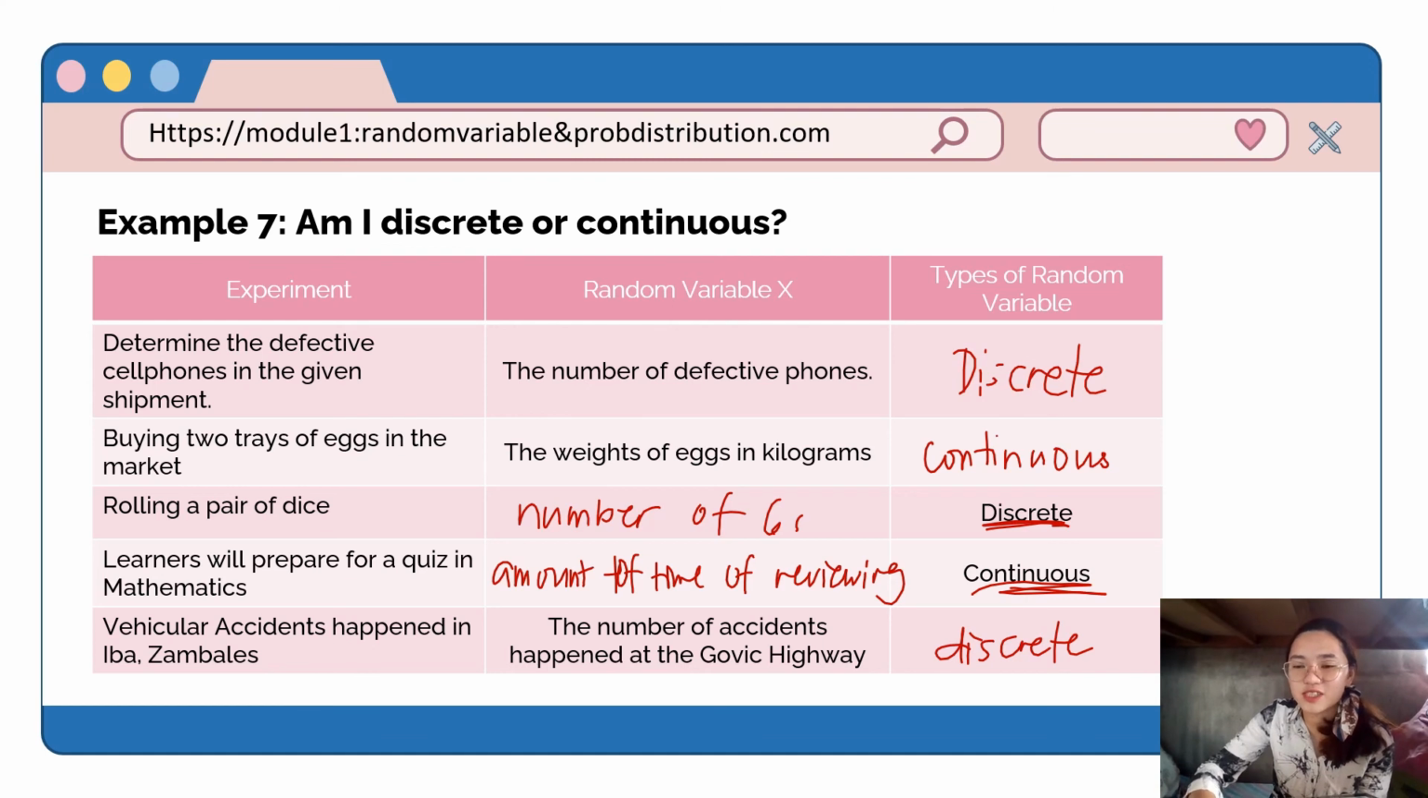Okay? So, that's all for our lesson in random variable. We will continue this video for the discussion of probability distribution.